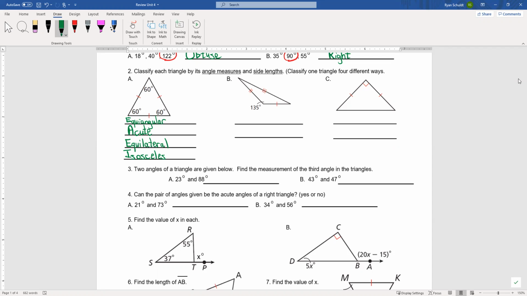Now let's look at B. If we're doing it by angles first, we see an obtuse angle, which makes this an obtuse triangle. Then we need to look at our sides. I don't see any sides that are the same. That's what these marks are showing us: all sides are different. If all sides are different, this is called a scalene triangle.